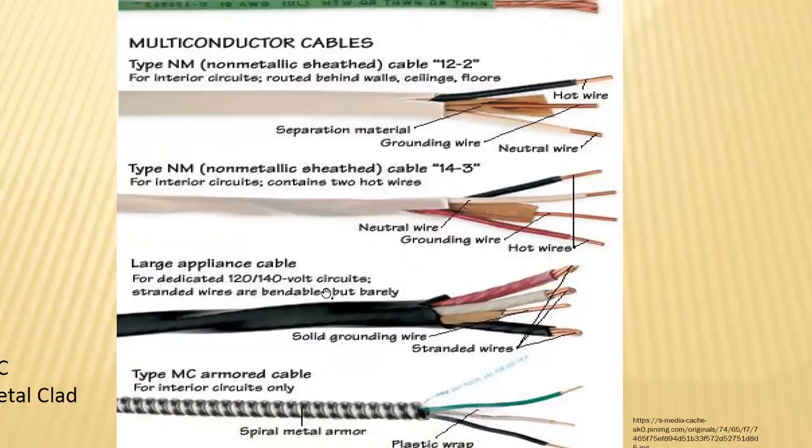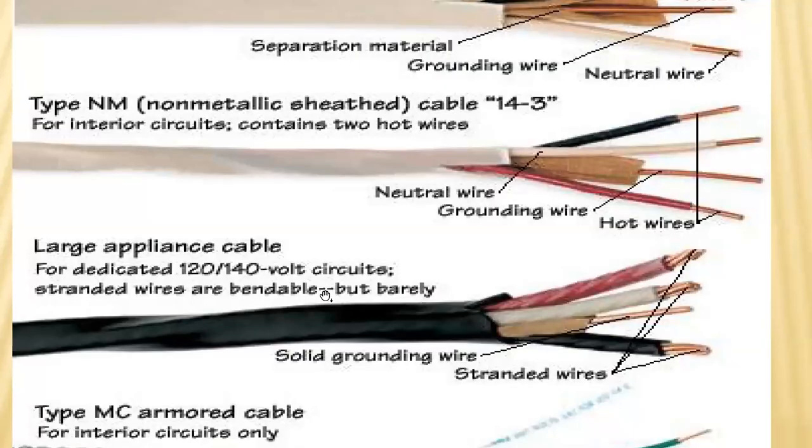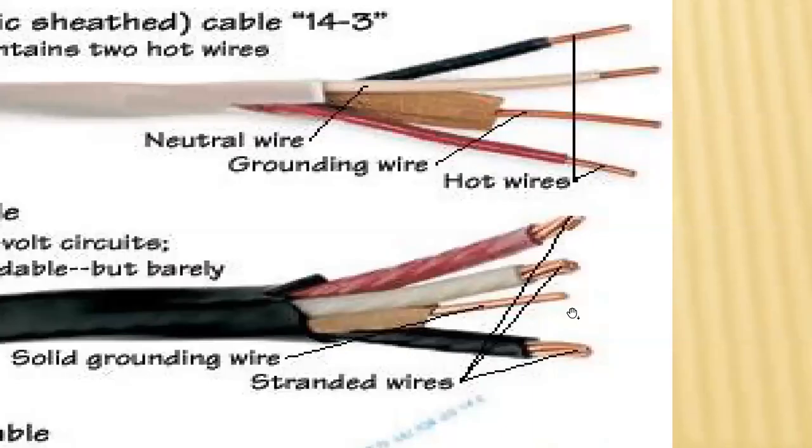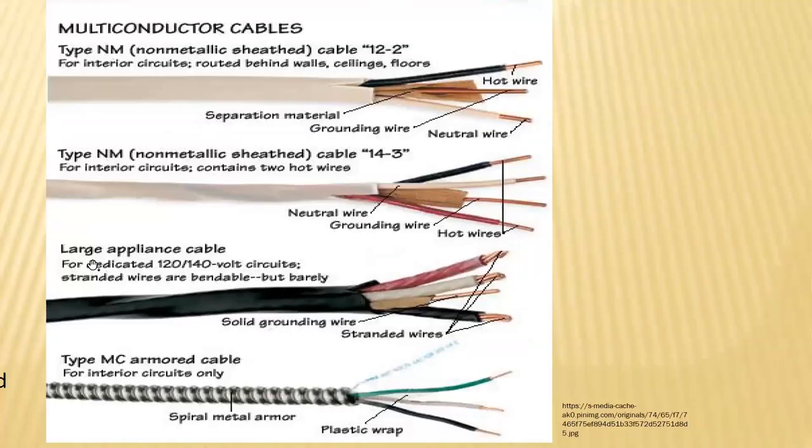Now for the large appliances, you're going to use thicker cables. And notice here, some of those cables, hot ones, they're going to be stranded, right? What does it say here? Large appliance cable for dedicated, 120 volt circuit. Stranded wires are bendable, but barely, all right? So thicker cables, you know, you're going to have tendencies to use that.